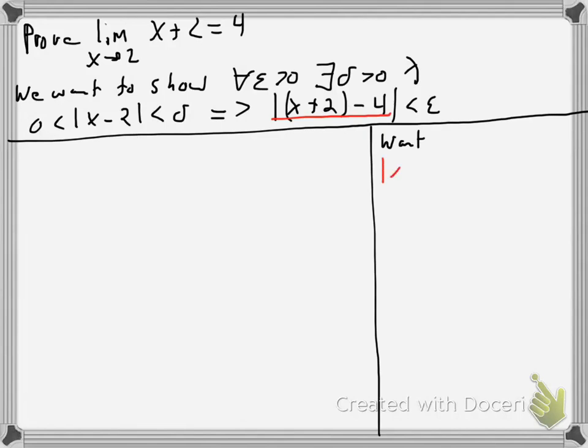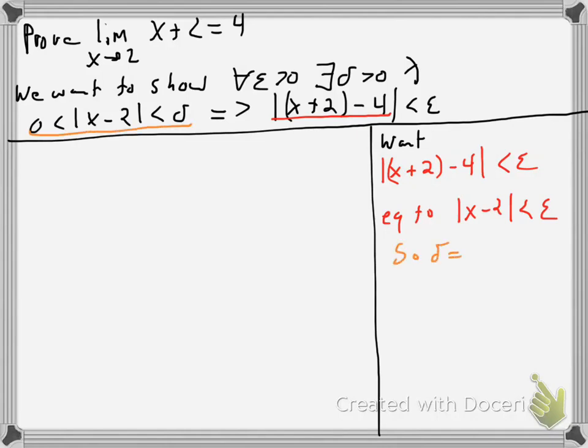We want the absolute value of x plus 2 minus 4 to be less than epsilon, and we're going to just work backwards. I say EQ2 to mean equivalent to, so it's going to be equivalent to the previous expression or inequality. So this would be absolute value of x minus 2 is less than epsilon. So we're trying to get x minus 2 less than something, and then we can work our way backwards. And in this case, we can just go ahead and say delta is epsilon.